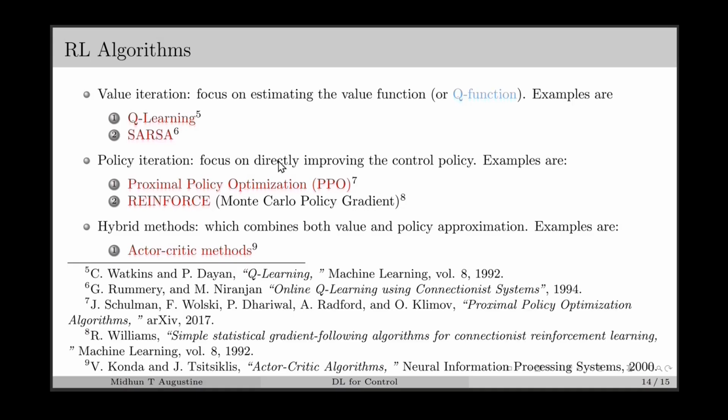Policy iteration focuses on directly improving the control policy. Here we approximate the control policy using some neural network models. The examples are proximal policy optimization or PPO, REINFORCE, etc. In hybrid methods, we use both the value and policy approximation ideas, and the major example is the actor-critic methods. In deep reinforcement learning, we use deep neural networks for either value approximation or policy approximation. Deep reinforcement learning algorithms are extensively studied in the literature, and these are used in various control-related applications.